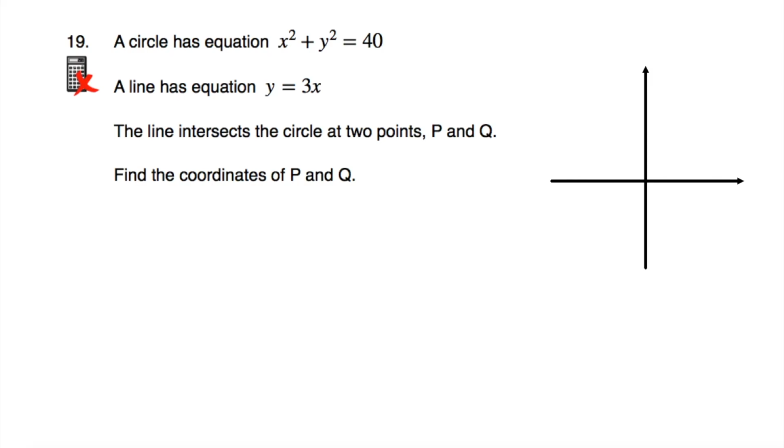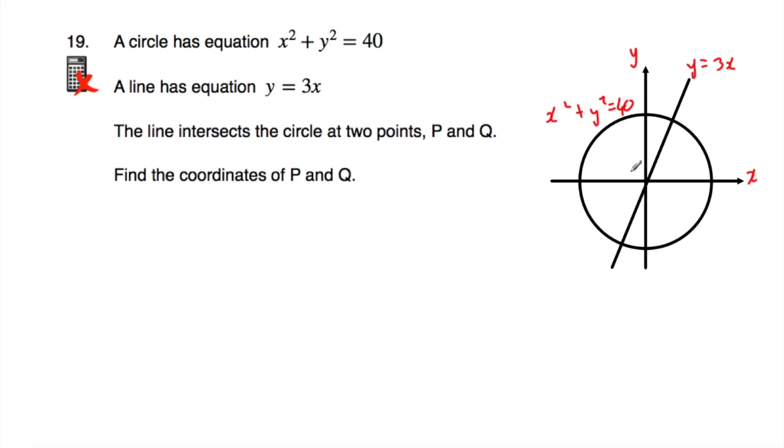I'm actually just going to do a little sketch just to show you this. So on a little sketch we've got our straight line y equals 3x, so it's a line going through the origin, with a gradient of 3. And we've also got our circle, which is x squared plus y squared equals 40. So the square root of this, root 40, would be the radius of the circle. Okay, so we've been asked to find the coordinates of P and Q, so it's going to be P there and Q there. So let's find the coordinates of those 2 points.